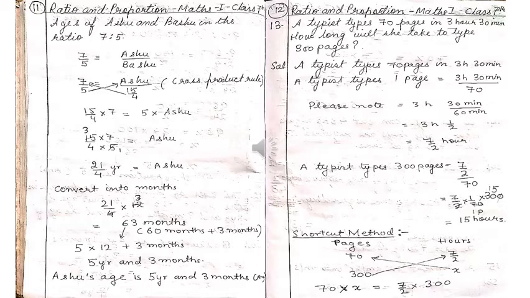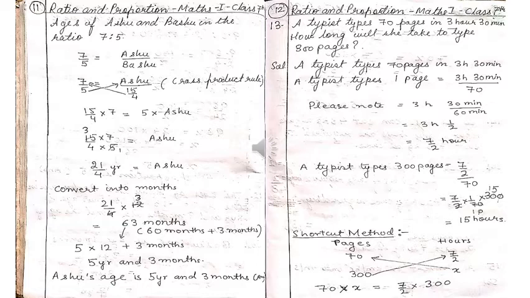Clear? Now question number 13. A typist types 70 pages in 3 hours 30 minutes. How long will she take to type 300 pages? Again you have to change the 30 minutes, which means 30 minutes upon 60 minutes, which will be half.